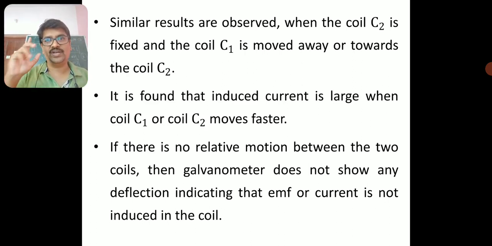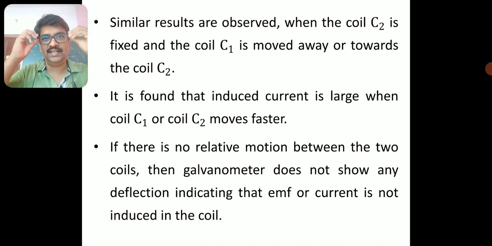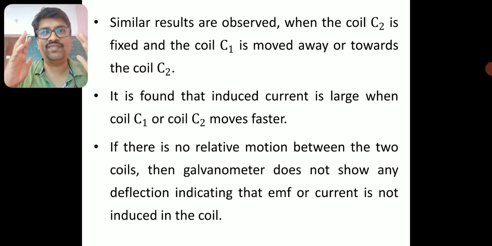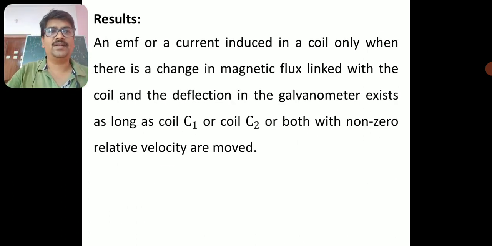Okay, so one thing is the current or EMF is induced only when there is a relative motion between the two coils. I can say that the current or EMF is induced in the coil only when there is a change in the magnetic flux linked with the coil. So very clear from this experiment also that the current is induced in the coil only when there is a change in the magnetic flux linked with the coil.